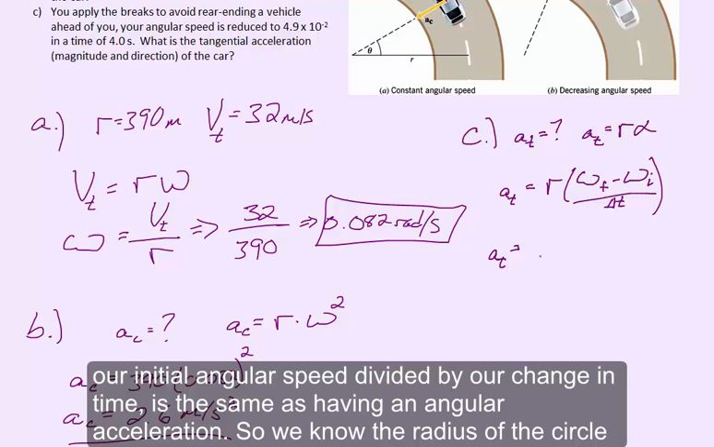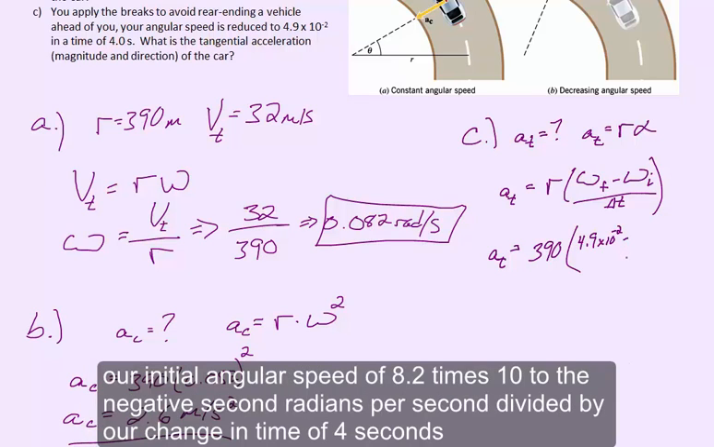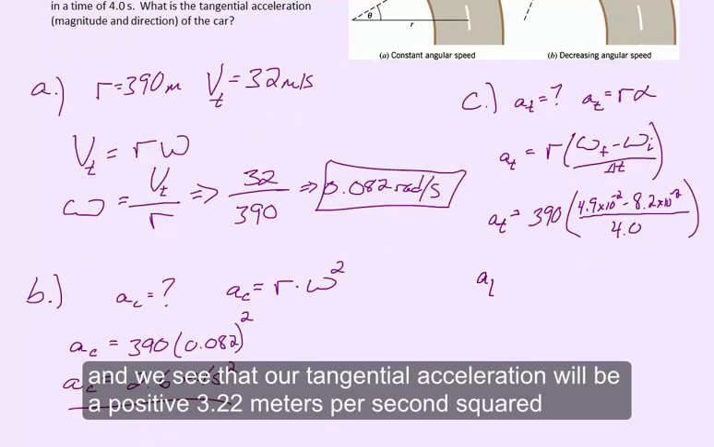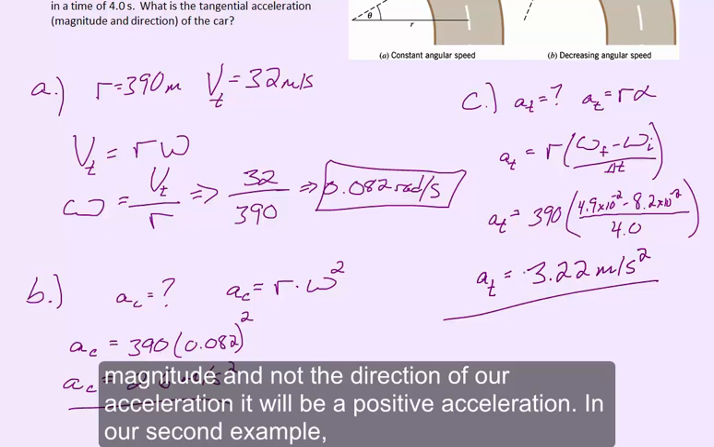So we know the radius of the circle hasn't changed and it's 390 meters, and that our final angular speed is 4.9 times 10 to the negative second radians per second, minus our initial angular speed of 8.2 times 10 to the negative second radians per second, divided by our change in time of 4 seconds. And we see that our tangential acceleration will be a positive 3.22 meters per second squared. When you calculate this out, you would have gotten a negative 3.22. However, since we're only worrying about the magnitude and not the direction of our acceleration, it will be a positive acceleration.